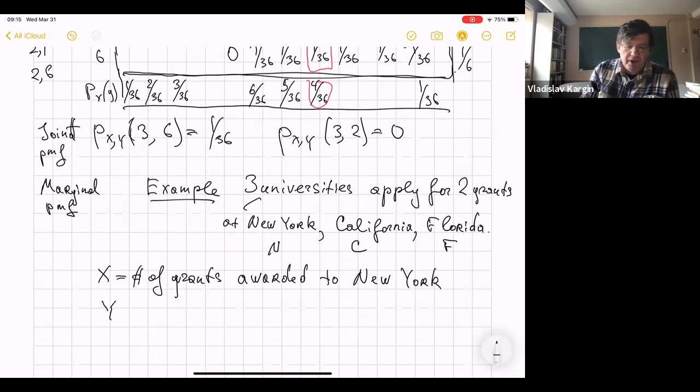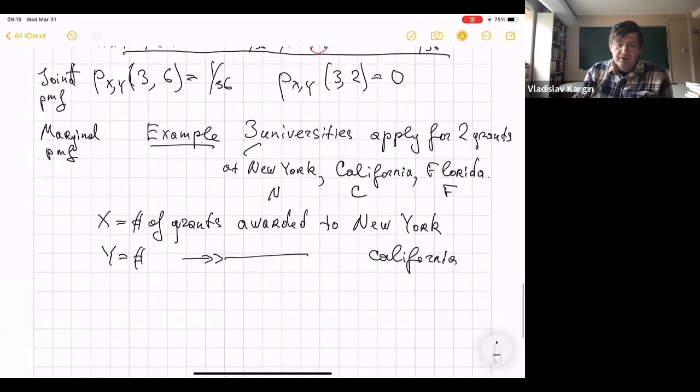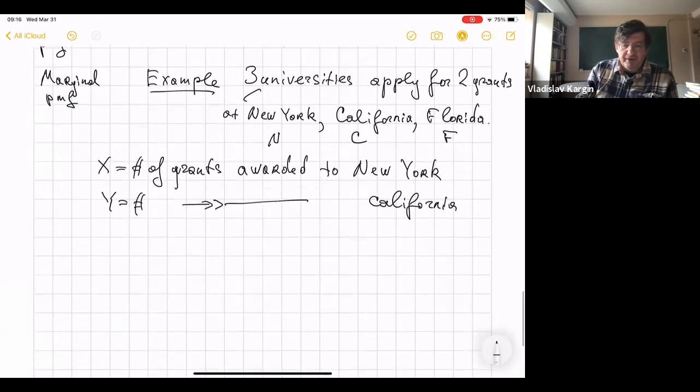Okay, so X and Y are the number of grants awarded to California. It's not so important, but it's just the number of grants awarded to one university and the number of grants awarded to another university. For specificity, we choose New York and California universities.